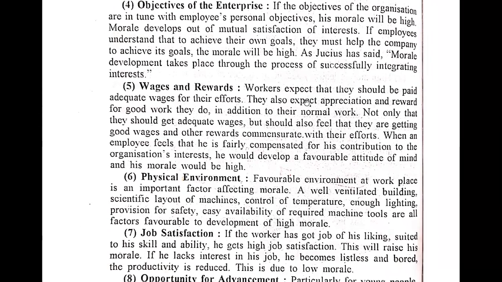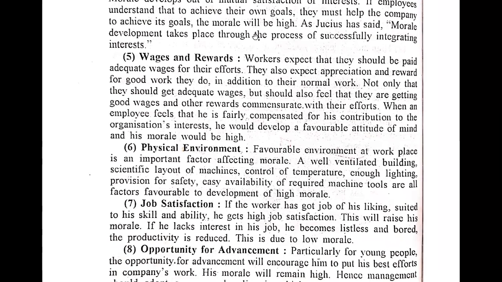Now, guys, we will see the next one, that is wages and rewards. Workers accept that they should be paid adequate wages for their efforts. They also expect appreciation and reward for the good work they do in addition to their normal work. They should not only get adequate wages, but should also feel that they are getting good wages and other rewards commensurate with their efforts. When an employee feels that he is fairly compensated for his contribution to the organization's interest, he would develop a favorable attitude of mind and his morale would be high.